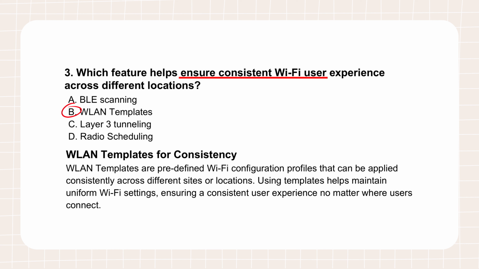WLAN templates, okay. These are specifically designed to make sure your Wi-Fi configurations and policies are consistent everywhere, across all your sites. You define it once. Define it once in a template, apply it widely. Admins can easily deploy these standard settings. So whether you're in the main office or a small branch, the Wi-Fi behaves the same way. Reliable, predictable. That's how they engineer that seamless experience.